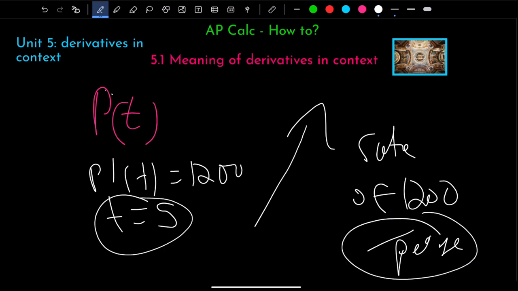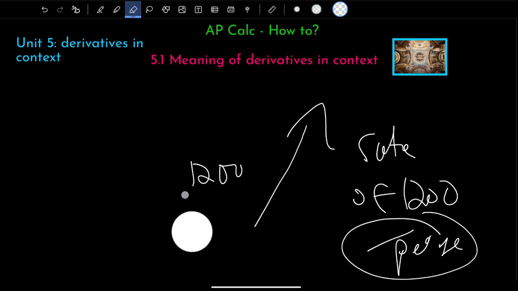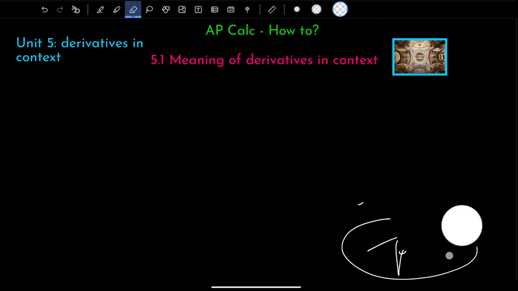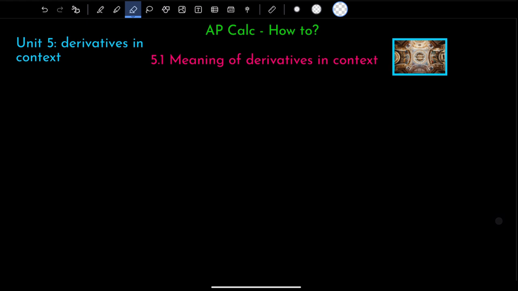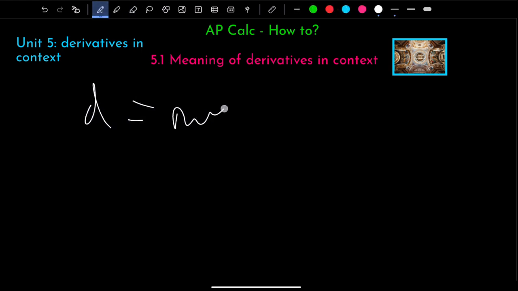So here's what you need to remember. A derivative is a rate of change, not just a number. Always check your units. Derivative equals rate of change, units. Make sure your interpretation matches the context. Is it distance, dollars, people?